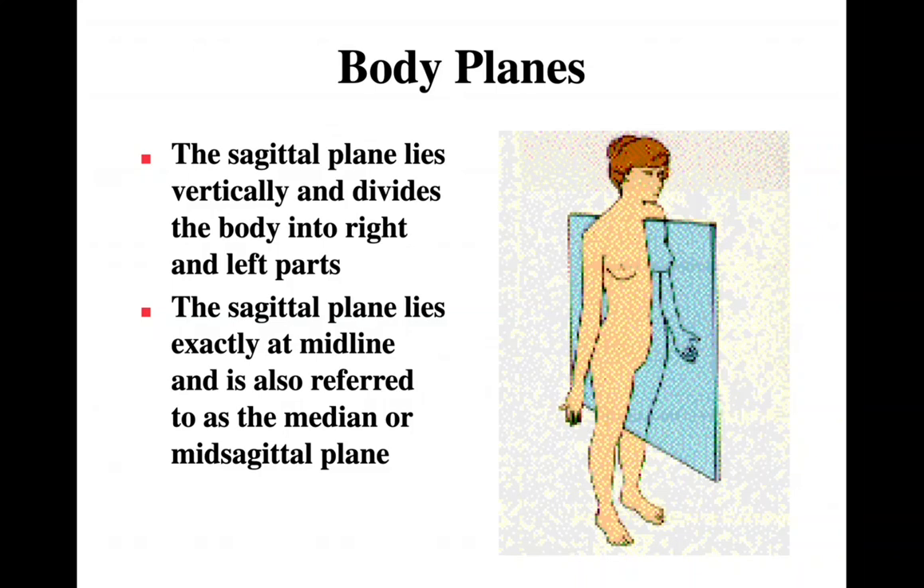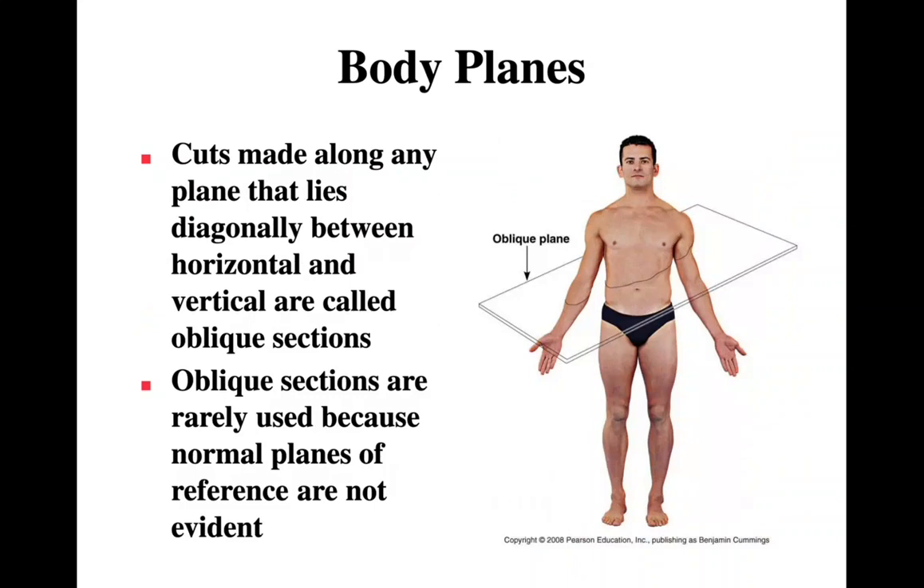The sagittal plane is going to divide into right and left parts. So when it's mid-sagittal, it's going to be equal. Right and left parts are exactly in the middle. So then we can have planes that are going to be diagonal. These would be your oblique sections. They're not used very often because those 3 main planes of reference actually work really well and don't give a lot of confusion.